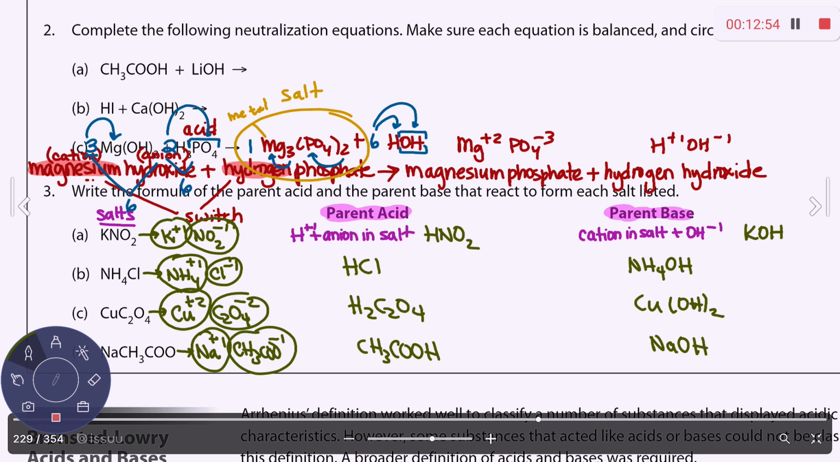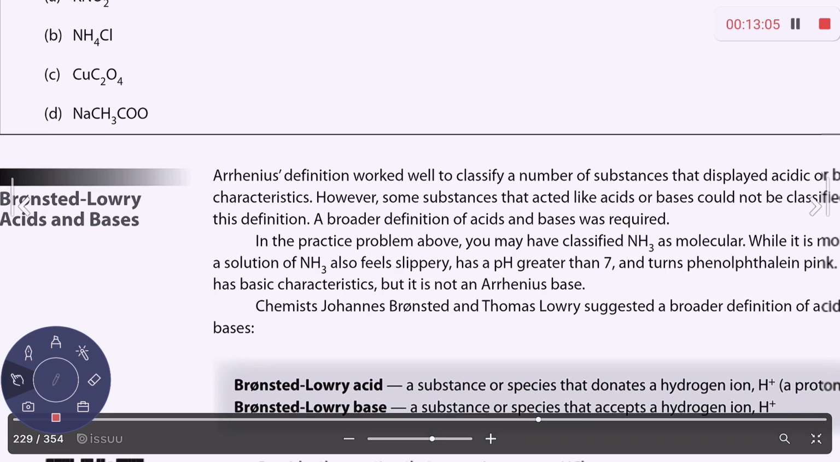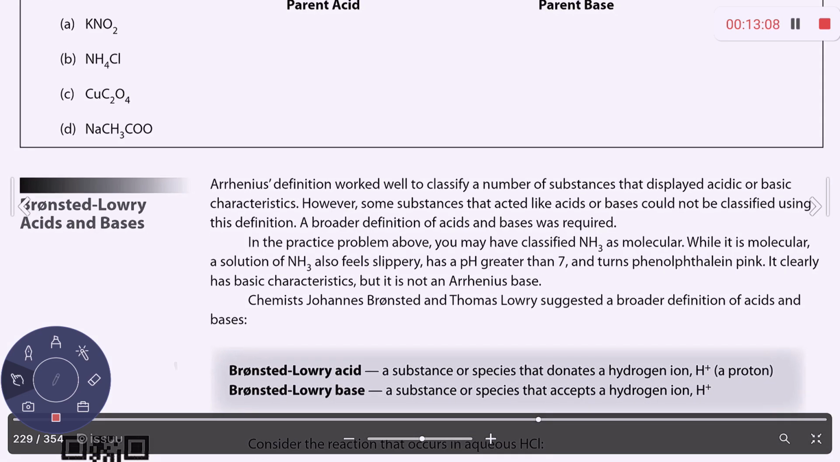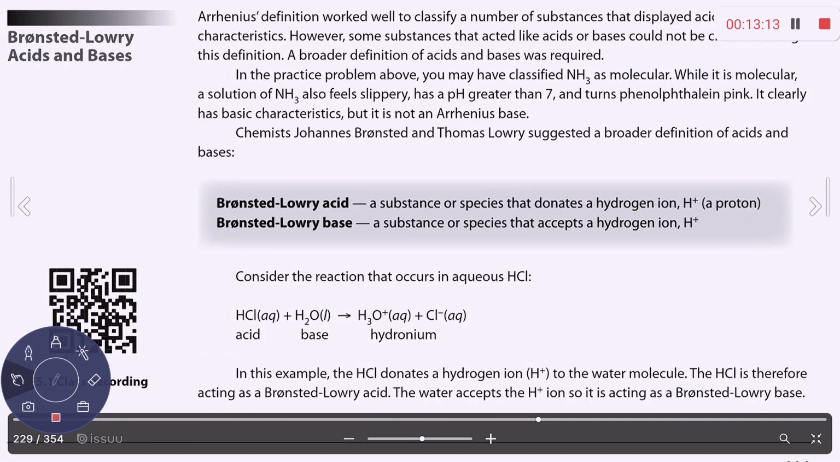And then I'll introduce Bronsted-Lowry, but we're not going to get into it before we take our break. So can I move the board up? This is good. Okay. Let's leave the Arrhenius definition of acids and bases because it's pretty limiting. And let's talk about Bronsted-Lowry for a second. So you saw how NH3, according to Arrhenius, is a molecular compound, but NH3 actually feels slippery like a base, and its pH is greater than 7. It turns phenolphthalein pink. So we need a broader definition, which incorporates this Bronsted-Lowry definition for acids and bases.